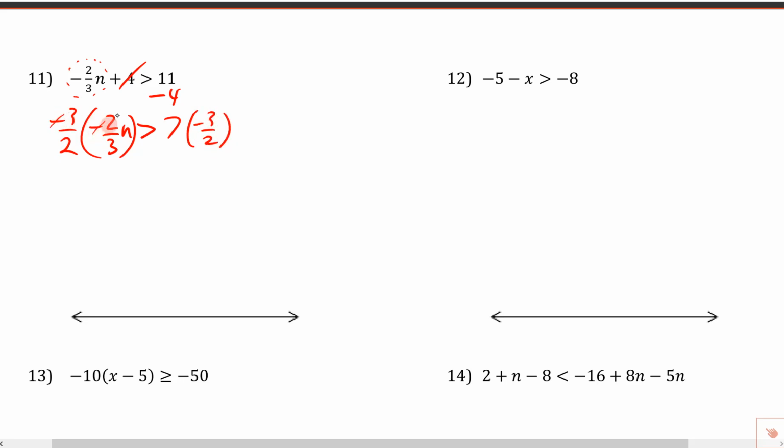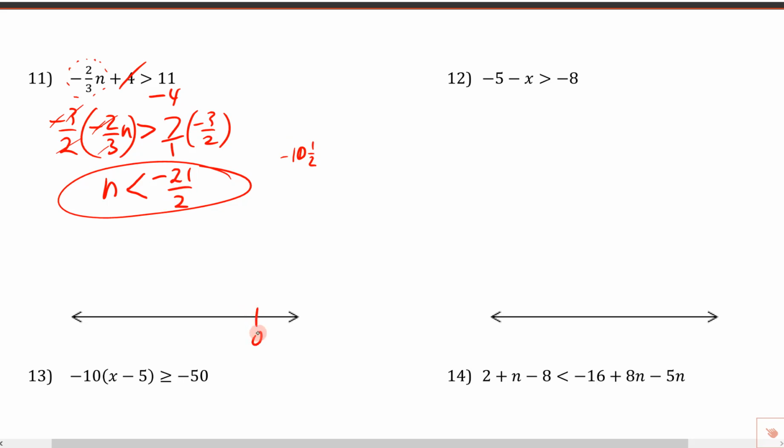The negatives are going to cancel, the 2's are going to cancel, and the 3's are going to cancel. So we get an n on this side, which is what we want. We did multiply both sides by a negative, so we do need to change the direction of the inequality. Might as well think of this as a 7/1, and then we're just going to multiply straight across. So this is going to be negative 21/2. So there's our answer. Might not be a bad idea to think of this as negative 10 1/2 because 2 goes in there 10 times with 1 left over.